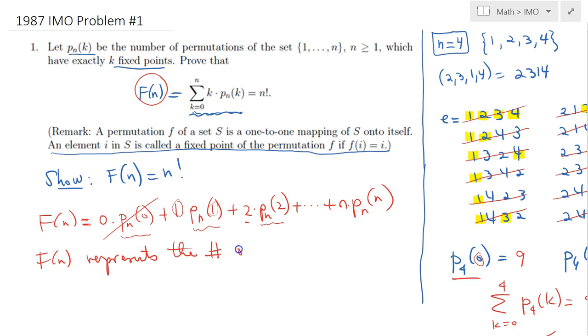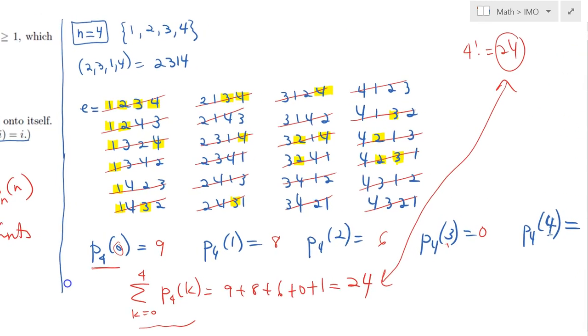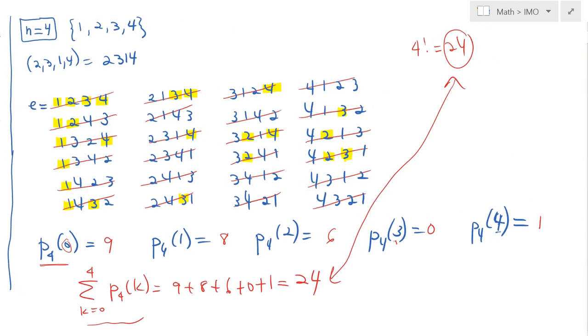the number of all fixed points in all the permutations. So going back, for instance, to the case n is equal to 4, the number of all the fixed points, all we do is count the highlighted ones, obviously. So 1, 2, 3, 4, 5, 6, 7, 8, 9, 10, 11, 12, 13, 14, 15, 16, 17, 18, 19, 20, 21, 22, 23, 24.